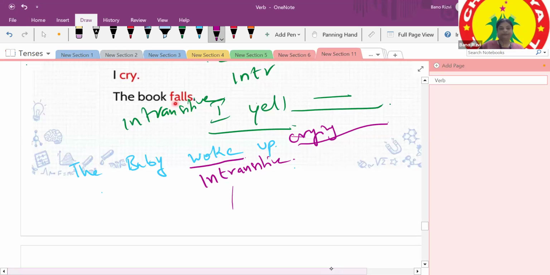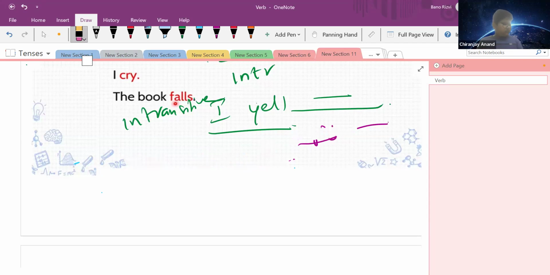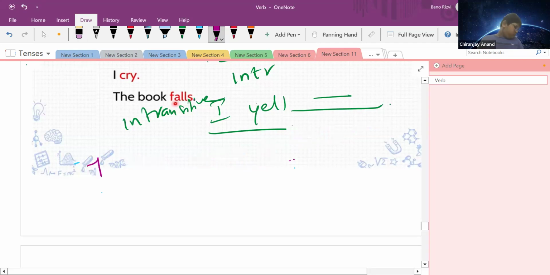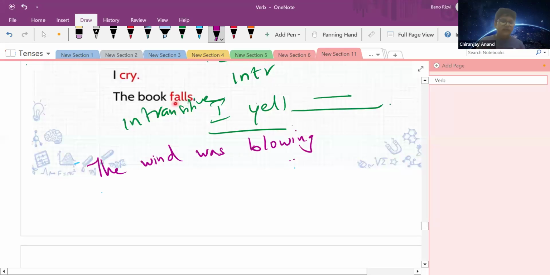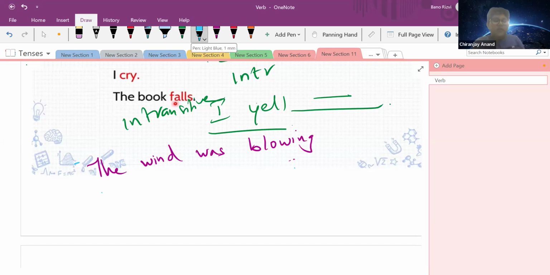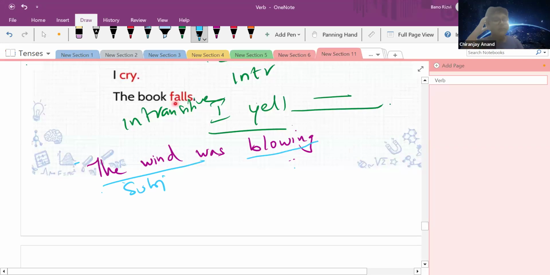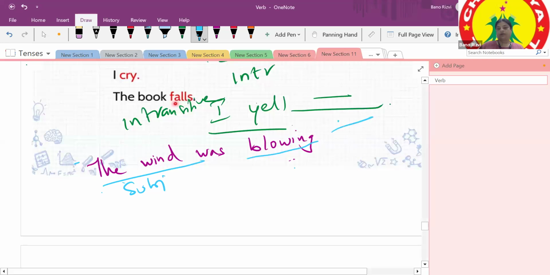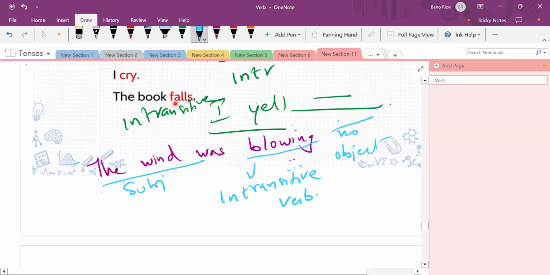Let me give you one more example. The wind was blowing. The wind is in the front, but this is the subject, not the object. So there is no object or predicate here, so it would be an intransitive verb. Do you get it, Tarandeep? Yes, ma'am.